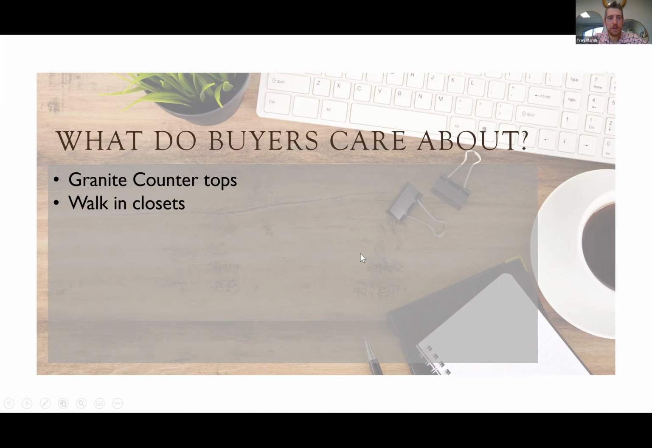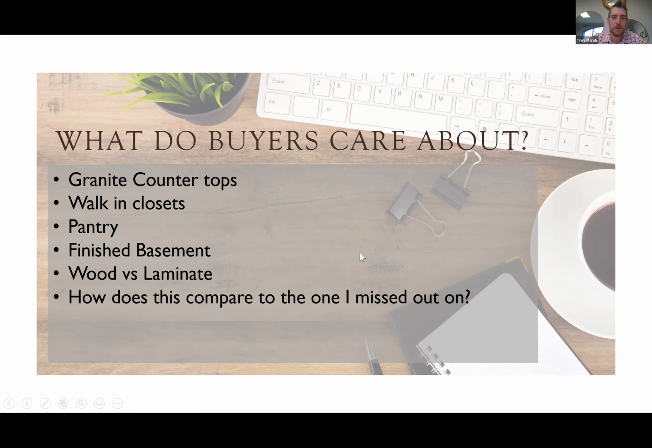Definitely. So I'm going to go through my list in here, but I think we're all kind of along the same lines: finished basement, wood versus laminate, all of that. And then the big question that so many of you that have worked with a lot of buyers probably hear is, how does this compare to the one that I missed out on that I wish I would have offered $5,000 more for and won the multiple offers? And so that's what the buyer's thinking about.